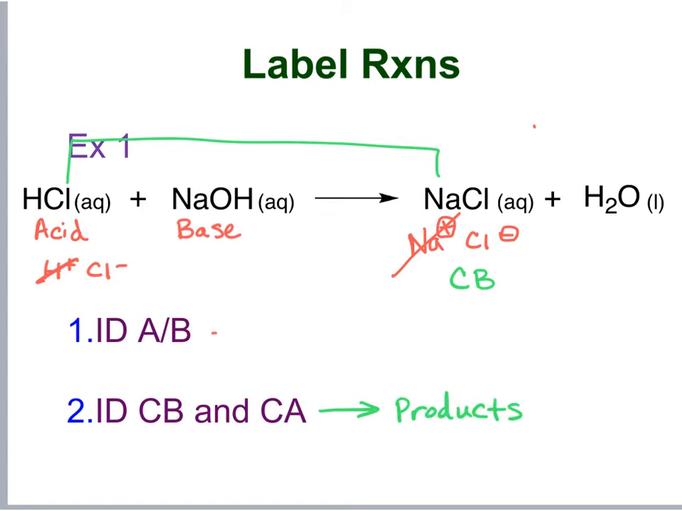But the acid and base are always going to be reactants. So we've identified the conjugate base. We'll do the same thing to figure out the conjugate acid. So we'll start with the base. What looks like the base?